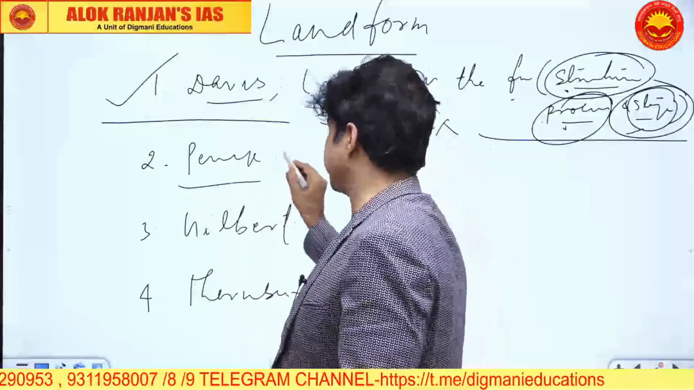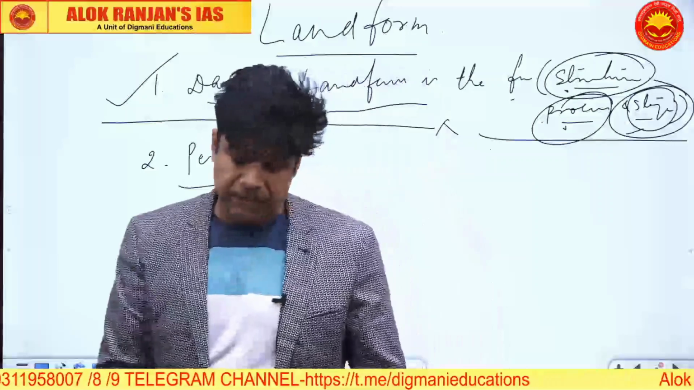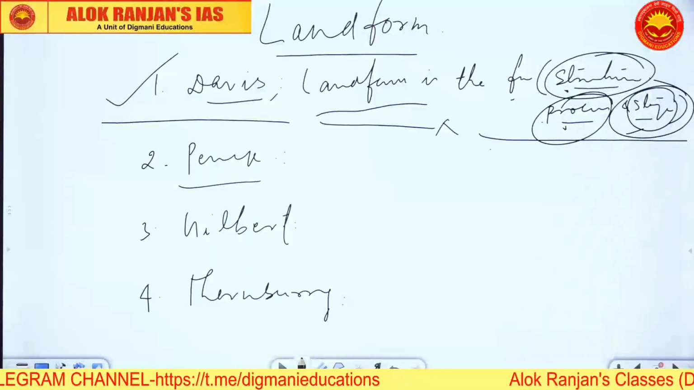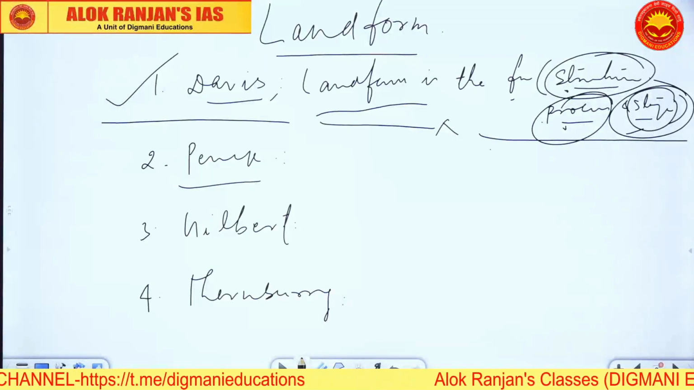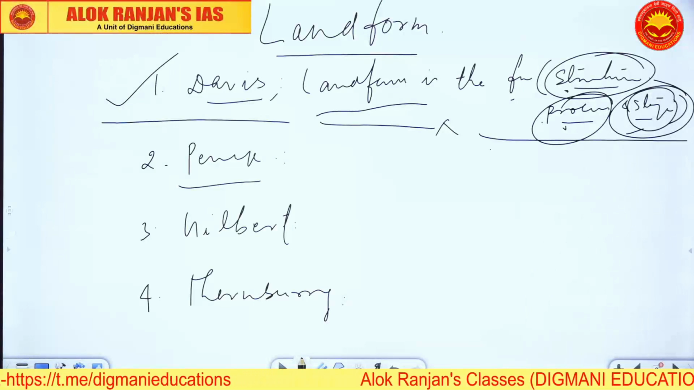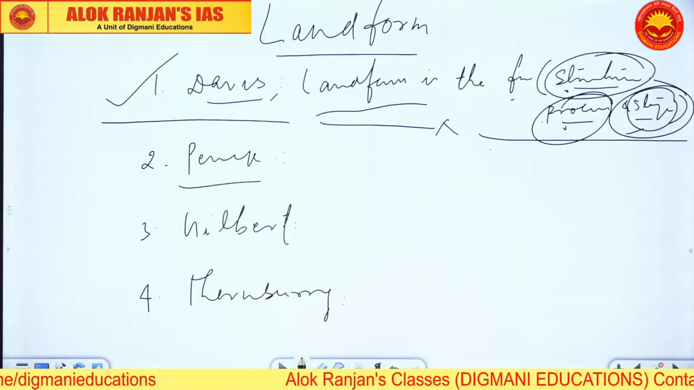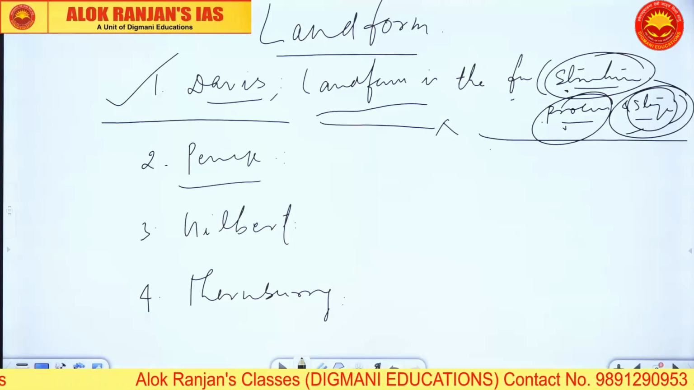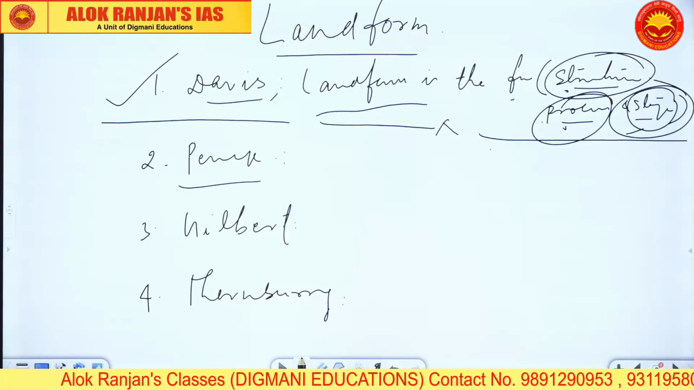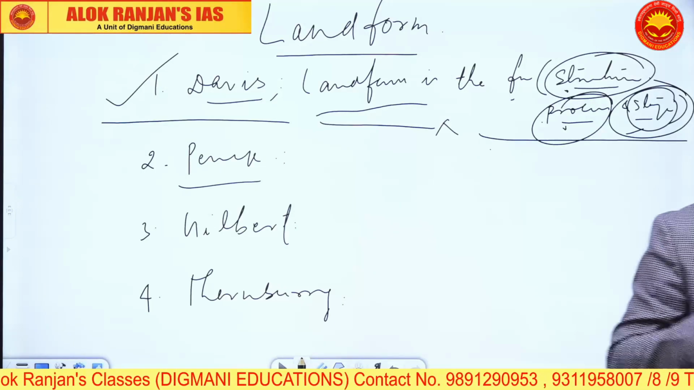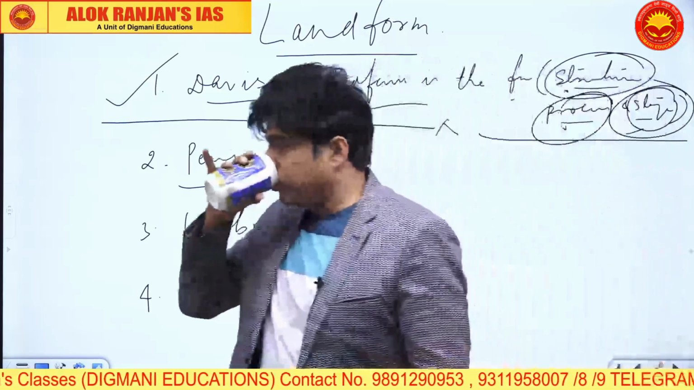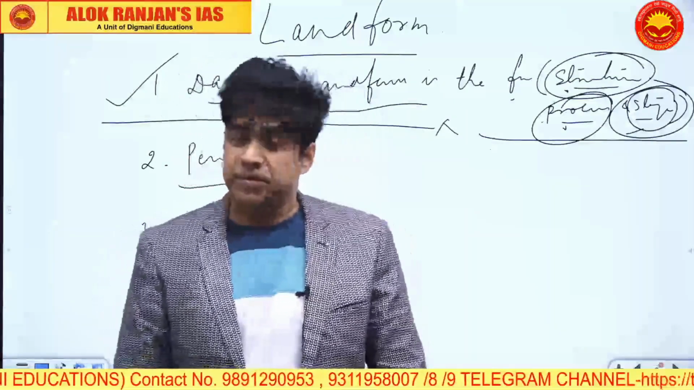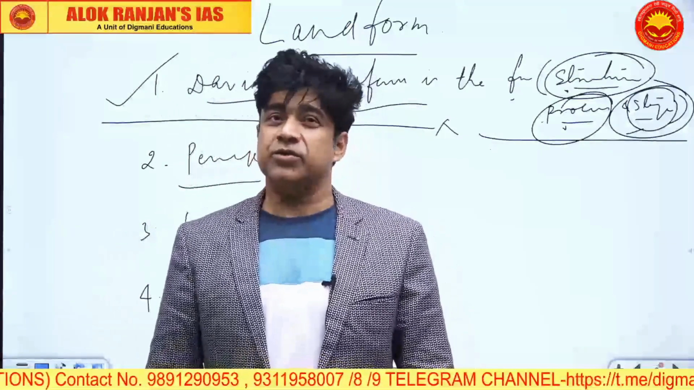Now pink, please write the definition by pink. Landform is the product of the ratio of work between the endogenetic and exogenetic forces.